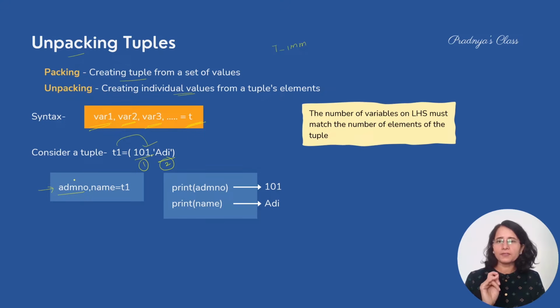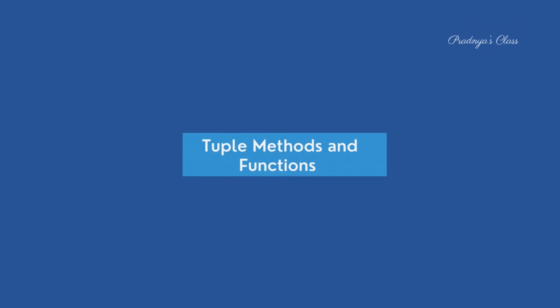So I have given one variable name admission number, and the second variable name is name, and we have initialized it with the tuple. So what will happen now? The first value will get stored in this variable and the second value will get stored in the variable name. So when we print it, you can see here we are getting the values. We will use this unpacking concept for modifying the content of the tuple that we will study in this video.